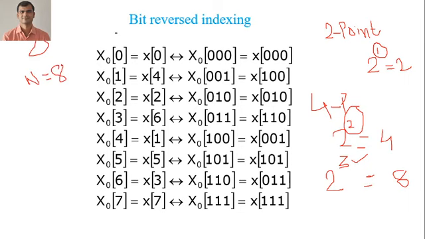Now, the sequence will be x of 0, x of 1, x of 2, and it is going to vary from 0 to 7. To represent 0, I require 3 bits because capital N is equal to 8, so I have written here 0 0 0. What is the meaning of bit reverse? Simply, we have to take the reverse order of the bits. So it becomes 0 0 0.